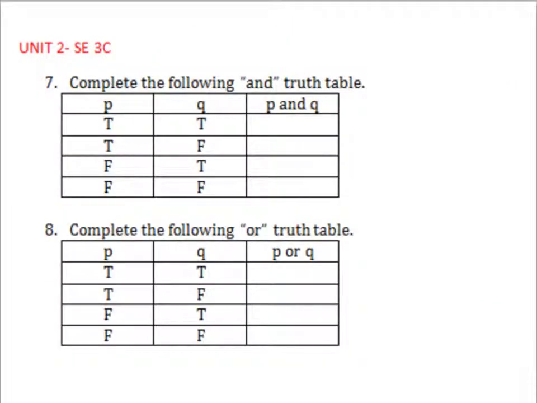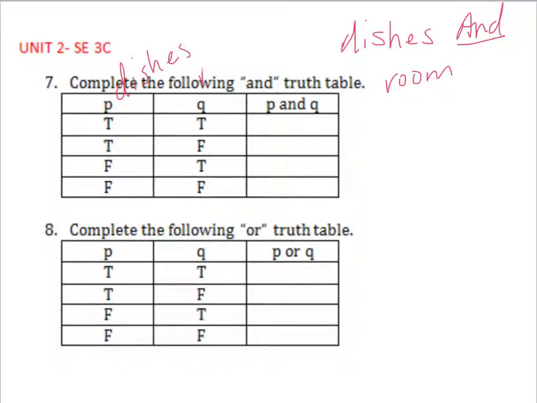Complete the following and truth table and or truth table. And I'm not actually going to complete these for you. I want to have you think about something. If I tell you if you do the dishes, so we're going to let P equal dishes, and you clean your room, so we'll let Q equal room, then you can go to the game.